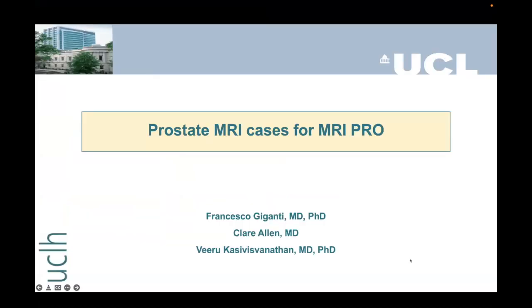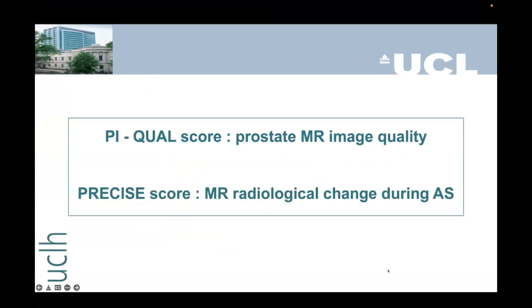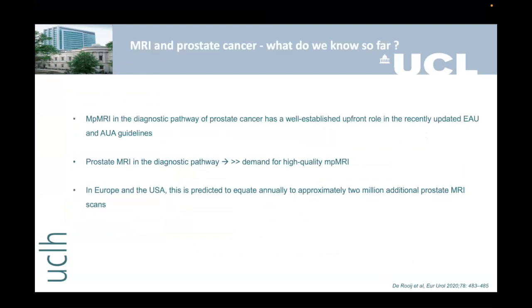Looks good. Okay, perfect. So basically in this hour or so, we will just have a look at some prostate MR cases for this webinar. But the first thing I want to introduce actually is the two scoring systems that we have just mentioned. So the PI-QUAL score for prostate image quality and the PRECISE score for the assessment of radiological change on serial MRI. So these two scores, as I said before, were the big chunk of my PhD, and we developed these two scoring systems at UCL and also with our international partners.